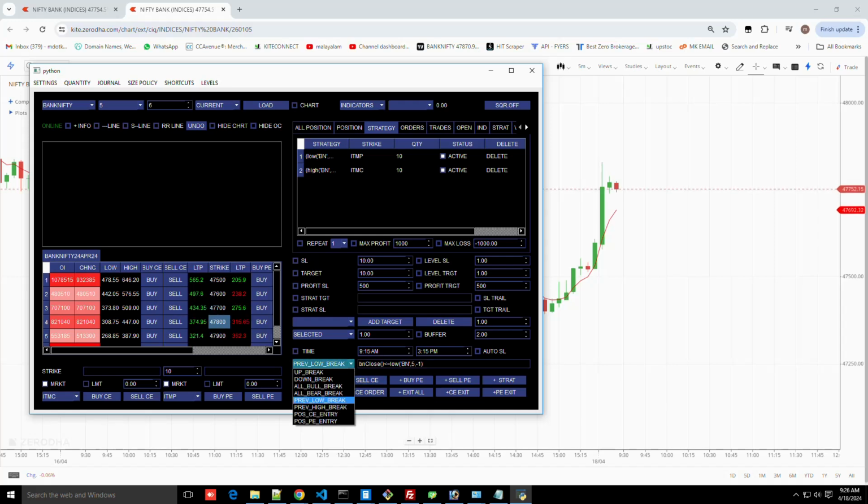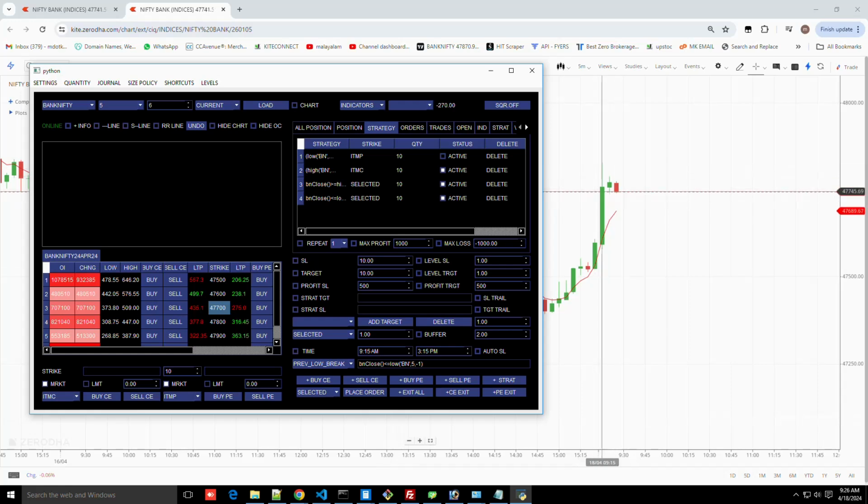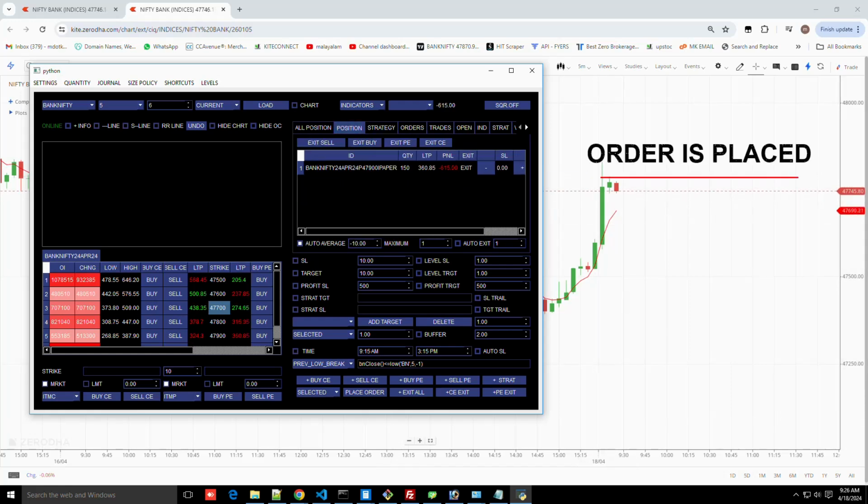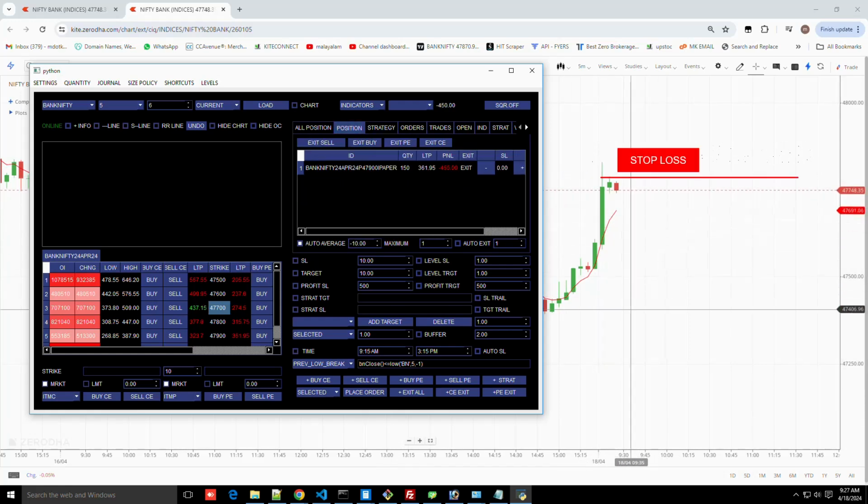For PE exit we should select previous high break and add PE exit, and for CE exit select previous low break and add CE exit. It acts as a profit target and stop loss at the same time, and it also helps us to trail our profit. Let's see how this strategy works.